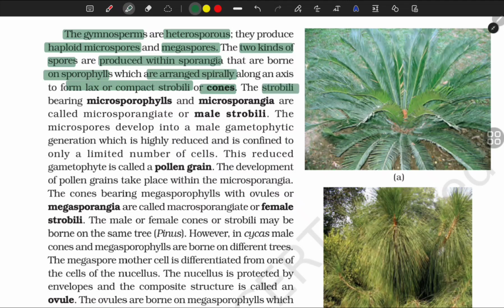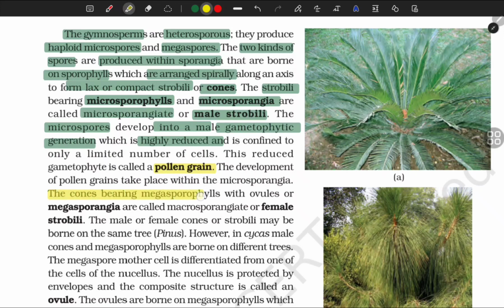The strobili bearing microsporophylls and microsporangia are called microsporangiate or male strobili. The microspores develop into a male gametophytic generation, which is highly reduced and is confined to only a limited number of cells. This reduced gametophyte is called a pollen grain. The development of pollen grains takes place within the microsporangia.